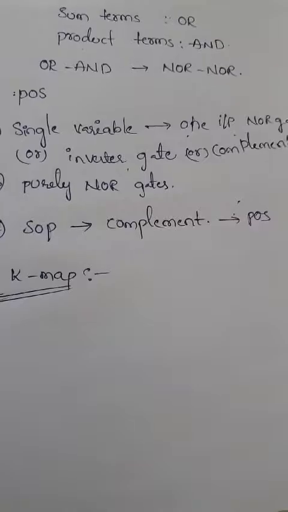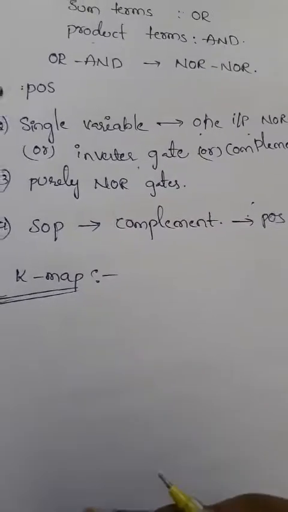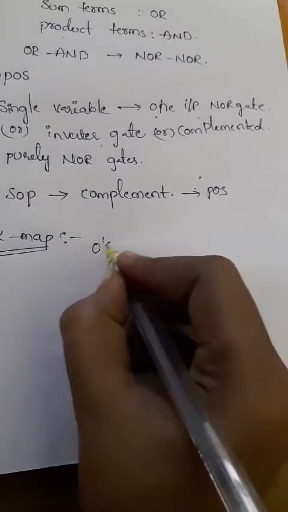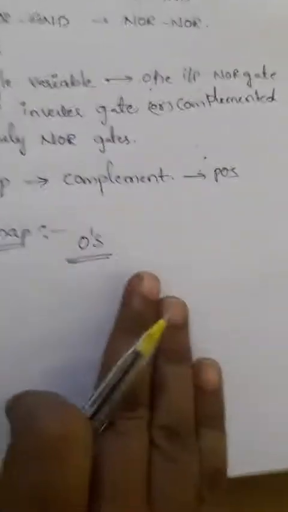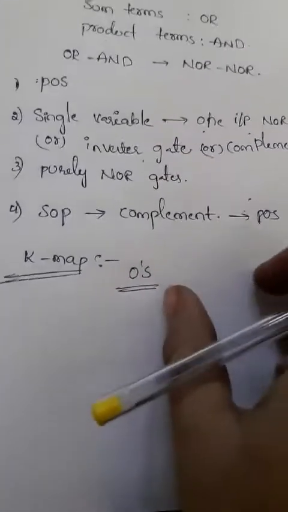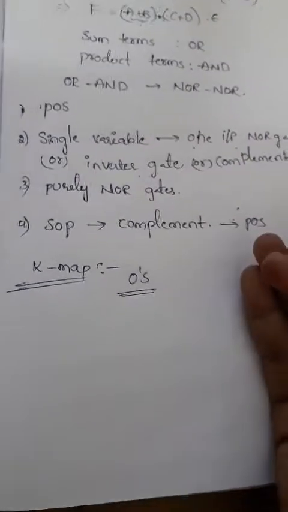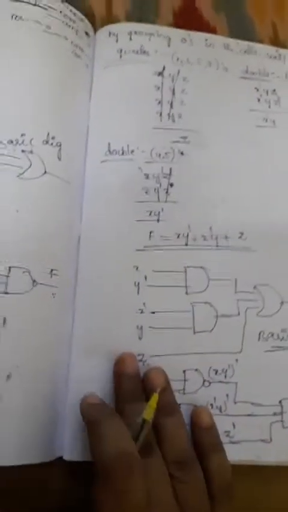Okay, so how to simplify this K-map: to obtain the simplified POS form in a K-map, it is necessary to combine the zeros in the map, and then we get the complement function. Then we apply the complement again to that complement function, to convert it into the normal form. So like this.